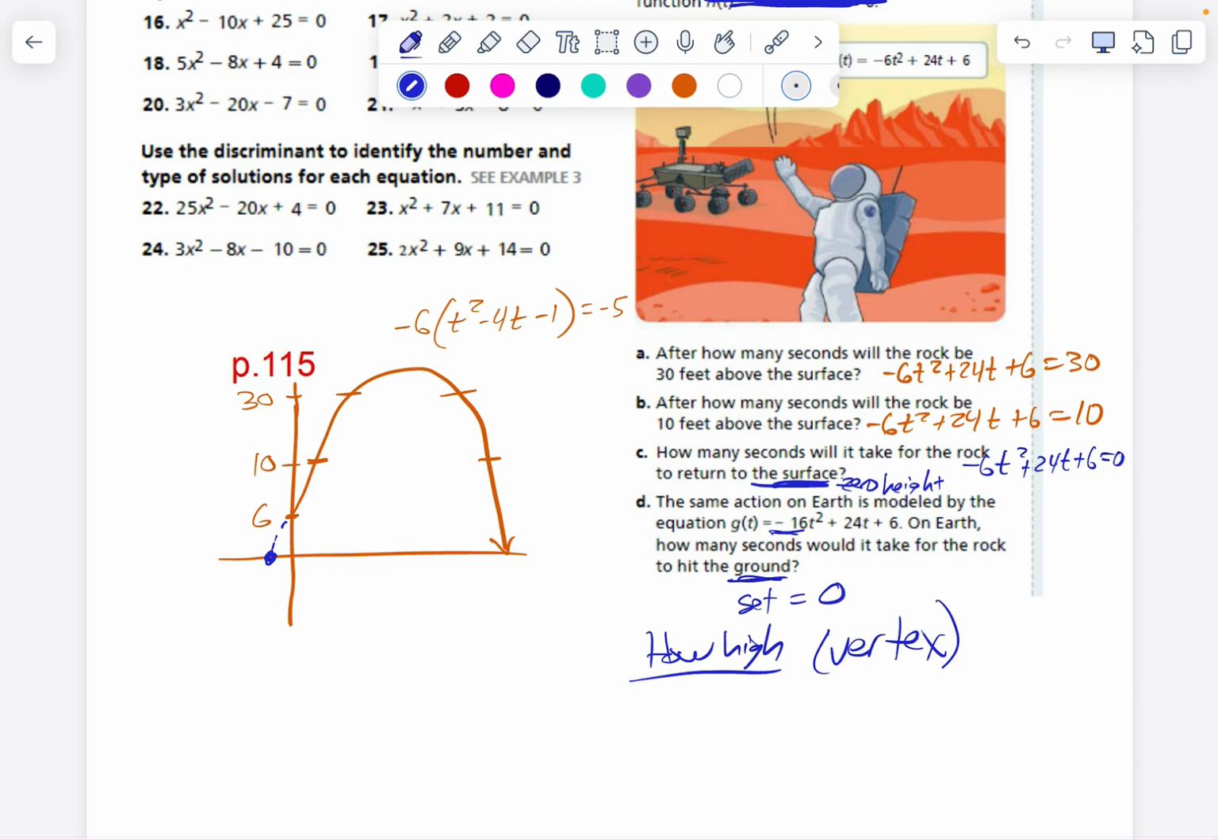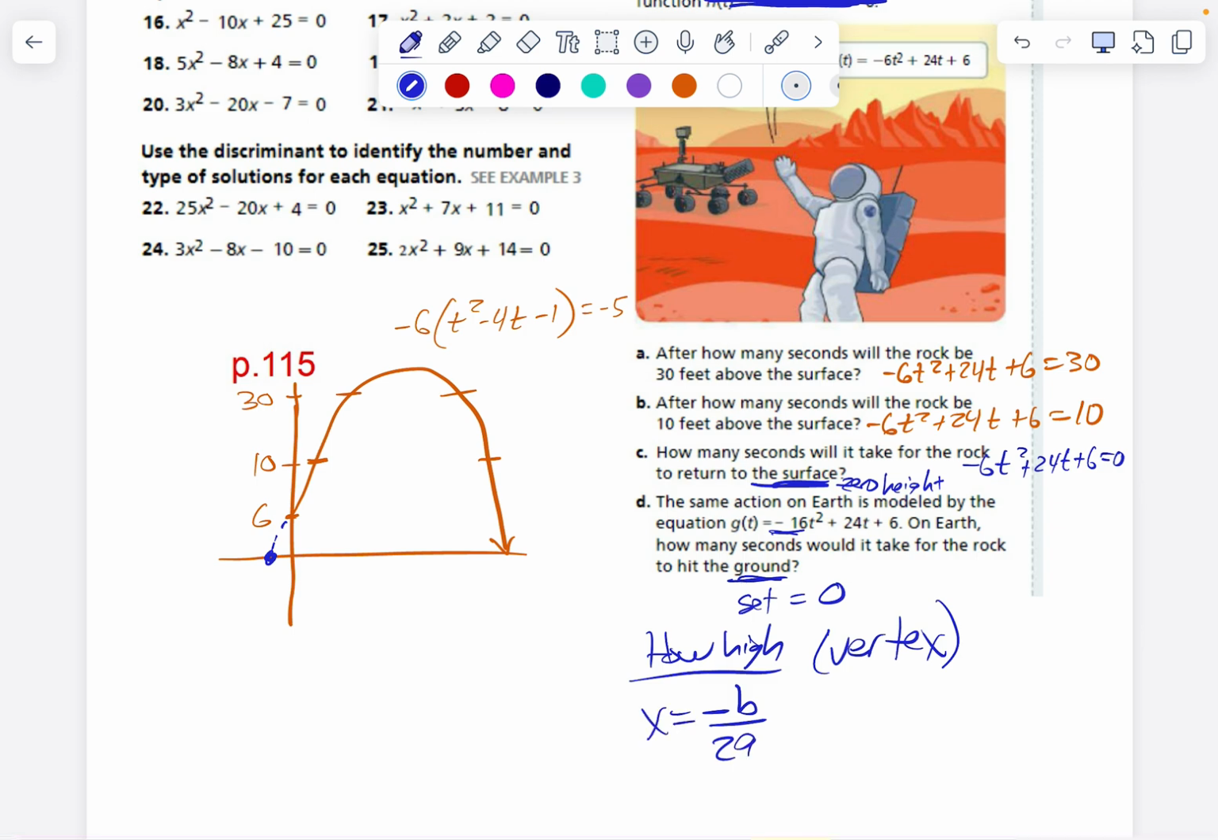Nope, it's easier. If you already solved for the zeros, could you just go in the middle? You could. If you already know where the two zeros are, you could just average those. Like this plus this divided by 2, and that would tell you the x-coordinate. You can also do negative b over 2a.